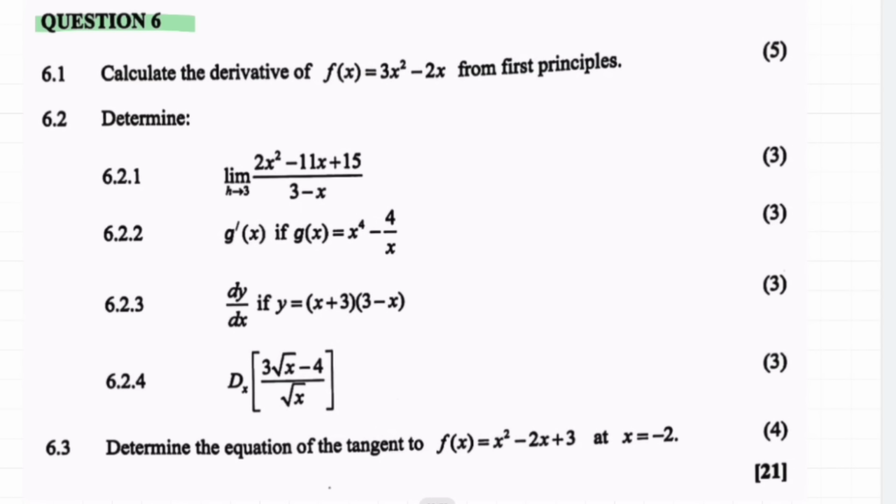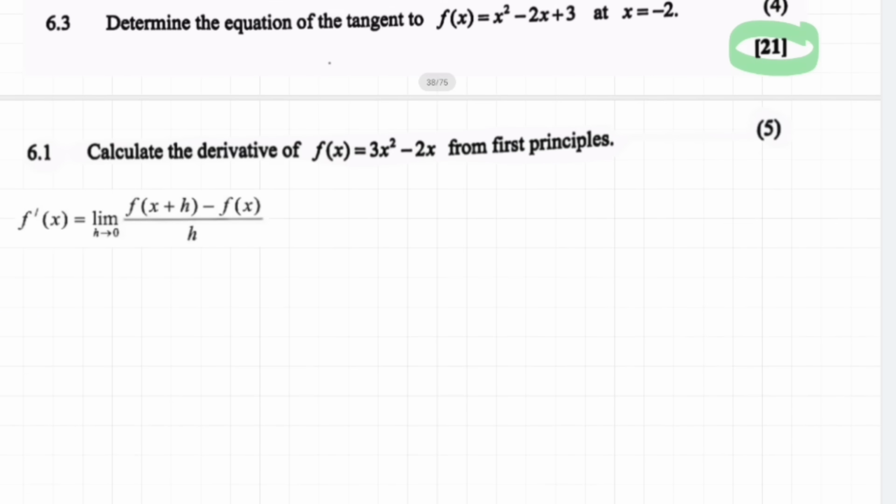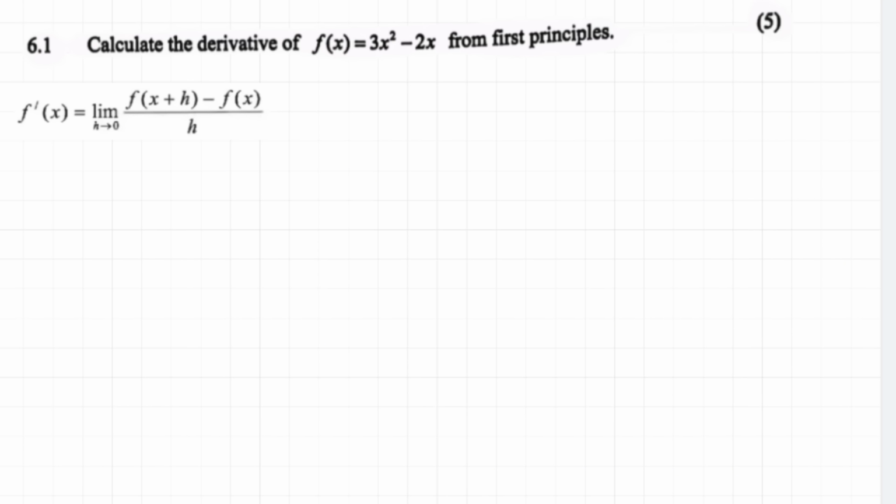So now let's move on to question 6. Question 6 carries 21 marks. This is calculus, guys, one of my favorites. Let's just quickly start with 6.1. Here's 6.1. They say calculate the derivative of f from first principles, which is worth 5 marks.